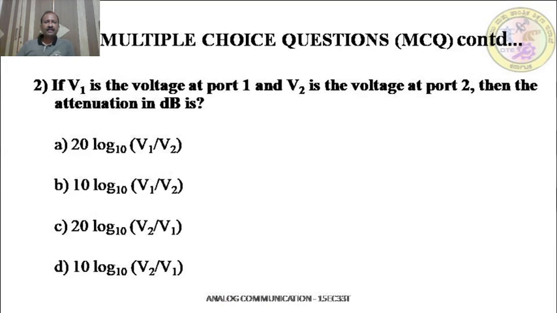The next one: if V1 is the voltage at port 1 and V2 is the voltage at port 2, then the attenuation in dB is: option A, 20 log base 10 V1 by V2; 10 log base 10 V1 by V2; 20 log base 10 V2 by V1; 10 log base 10 V2 by V1. Especially for an attenuator, it is input by output. You have to take input port as port 1, output port as port 2. For this, correct answer is A, 20 log base 10 V1 by V2.